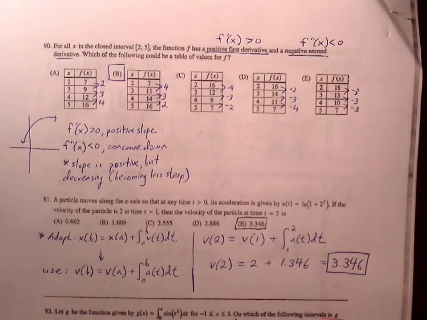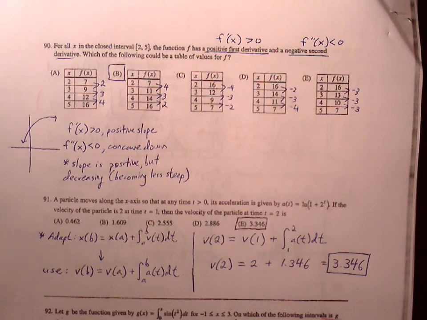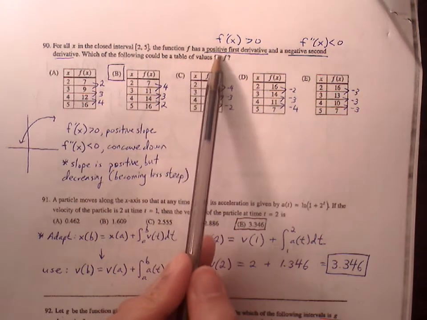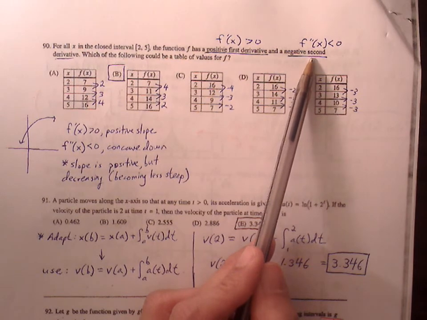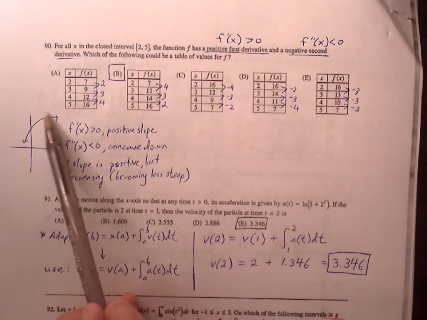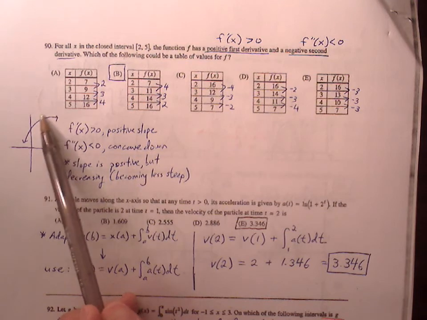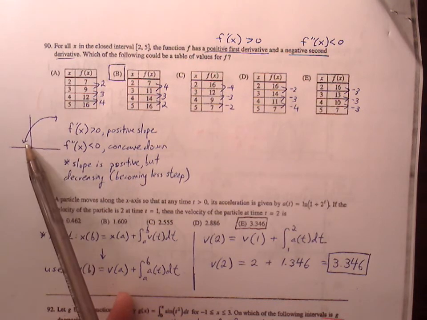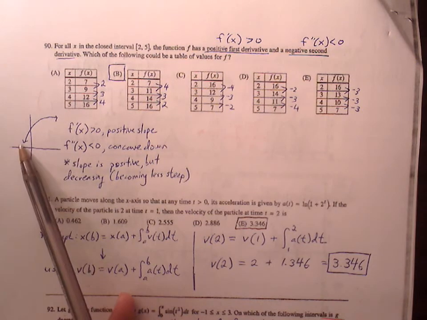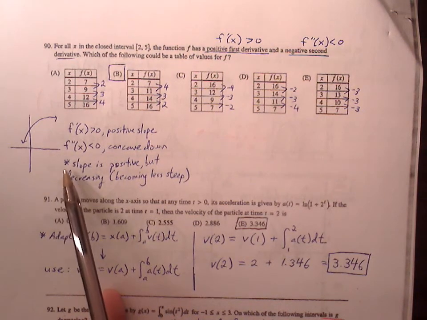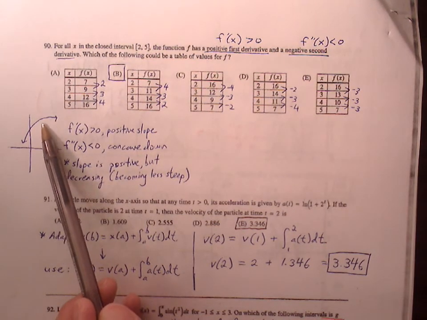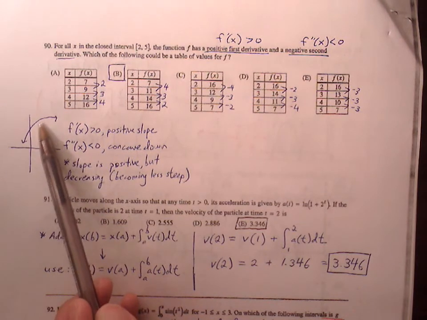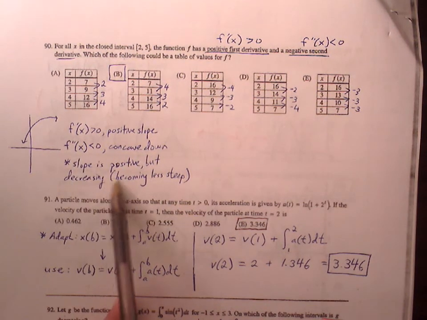Okay, for number 90, we have a closed interval from 2 to 5. Our function is told to have a positive slope, a positive first derivative, and a negative second derivative, which means concave down. So the graph looks something like this, potentially. Which of the following could be a table of values for f? So we know our graph will have positive slope, and it's going to display concave down. So as we move from point to point, our slope is going to remain positive, but it will become less positive. So slope is positive, but it will be decreasing.